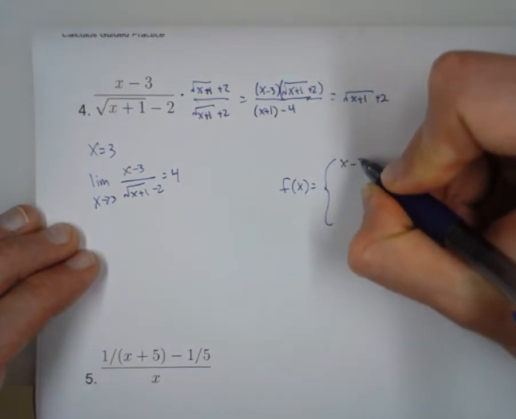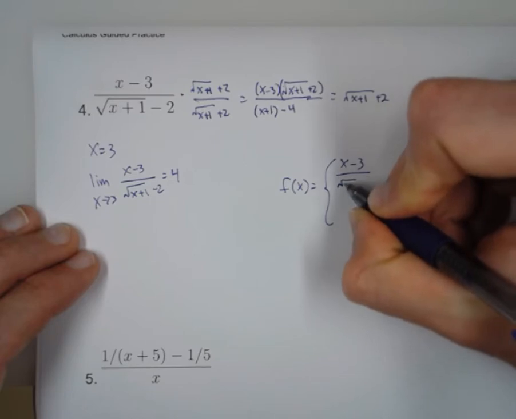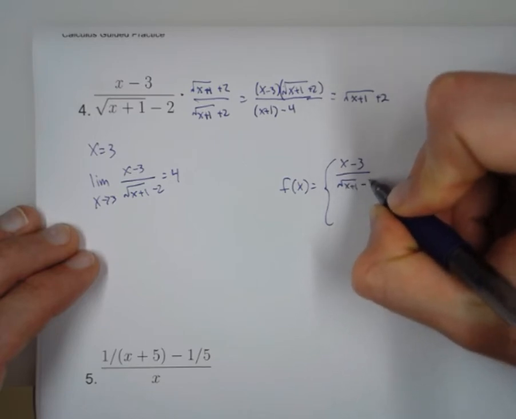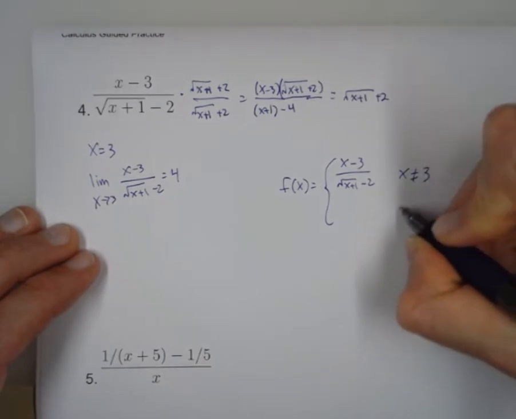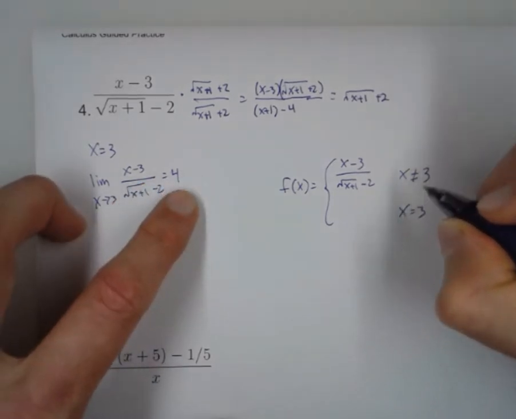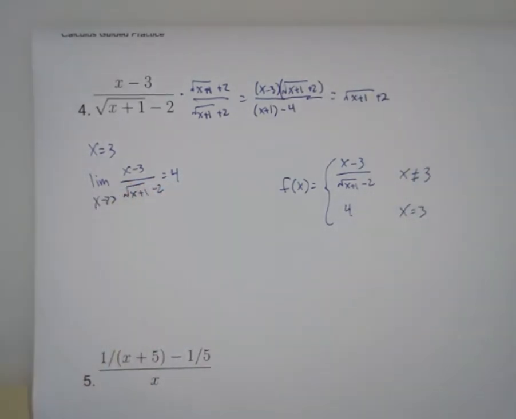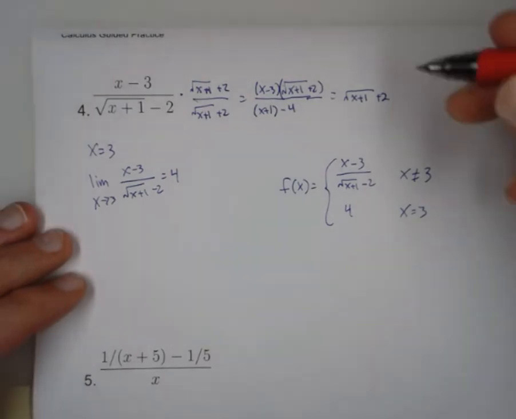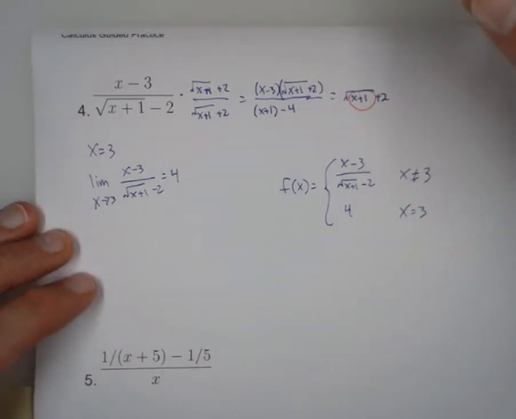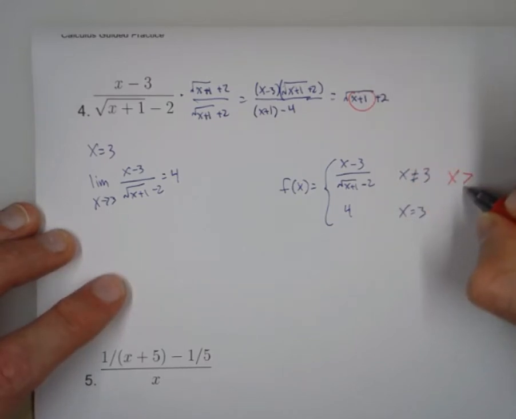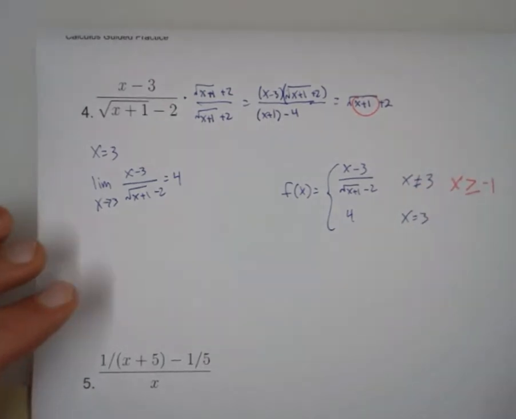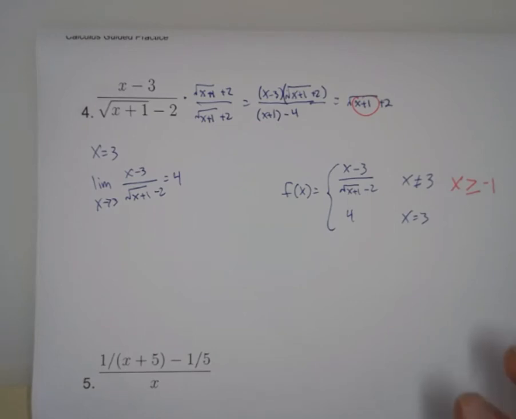So x minus 3 over square root of x plus 1 minus 2 when x does not equal 3. When x does equal 3, we want to assign it this value. And as before, we have x plus 1 under the radical. So like the last one, x has to be greater than or equal to -1.